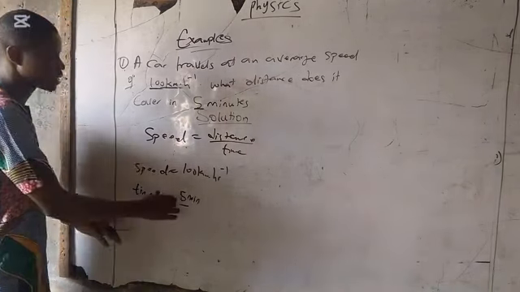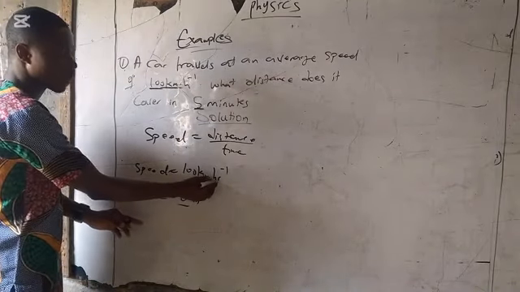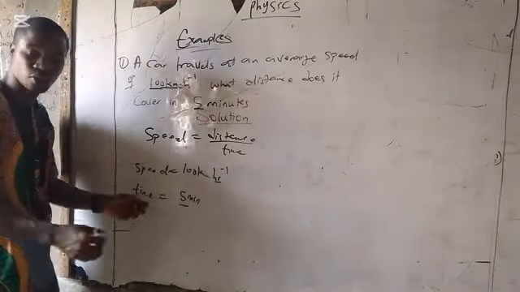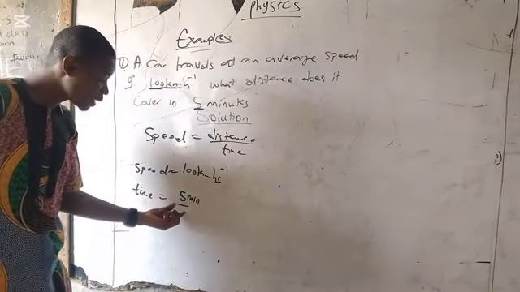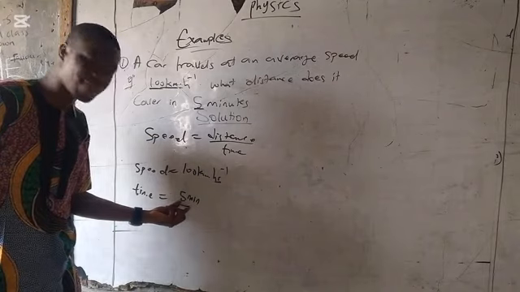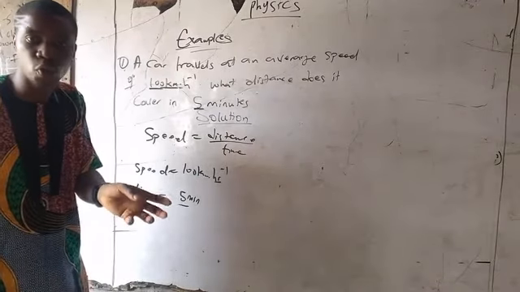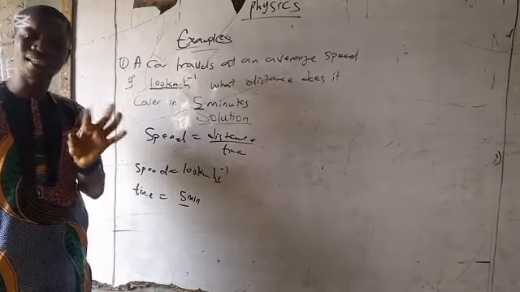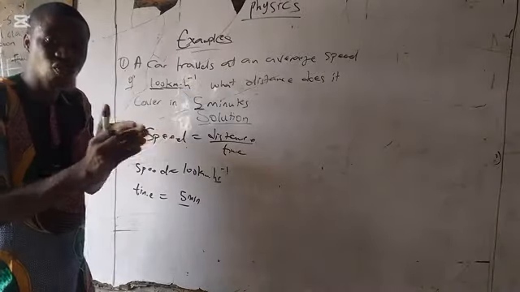Now you see this minutes. I will not leave this 5 minutes like this, because if you compare, this one is in hour, this one is in minutes. Since both of them are talking about time, it is better that I convert this 5 minutes to hour, so as to align with this hour here. That's how you know how to convert. Now this conversion in physics is something that usually confuses many students. They don't know when to convert. You convert to make the units align.